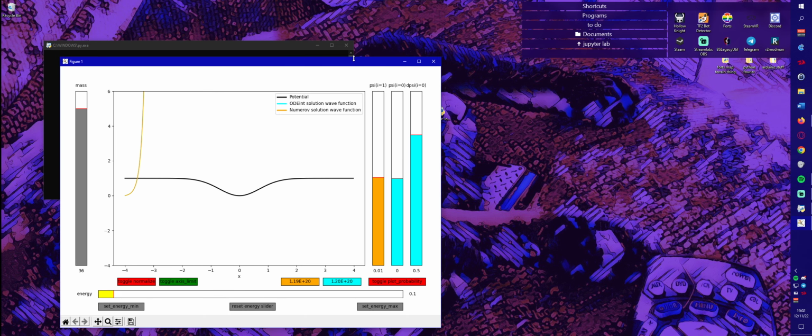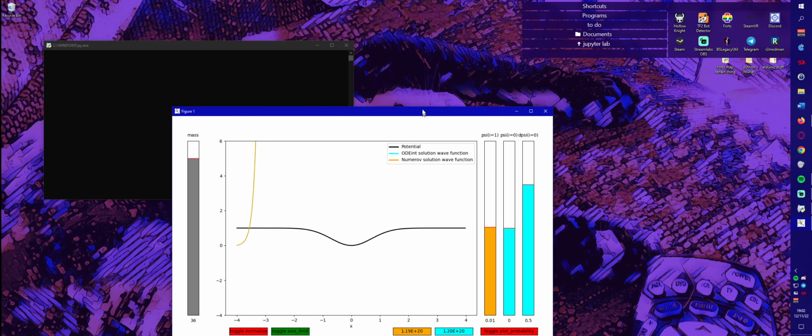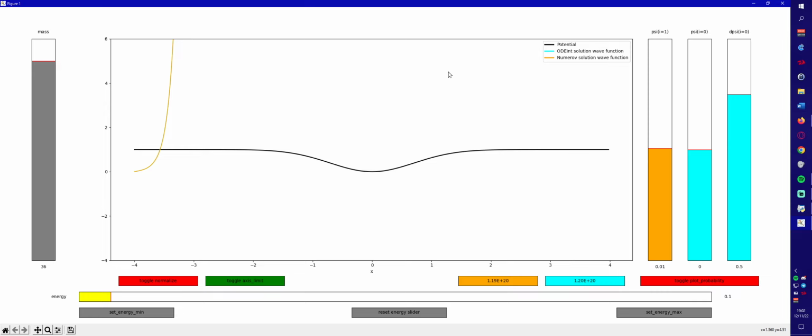All right, I'm going to be finding an energy level using this program. This is just a one-dimensional time-independent Schrodinger solution using the Numerov solution as well as a differential equation solution. We're going to be focusing on the numerical one, or Numerov.